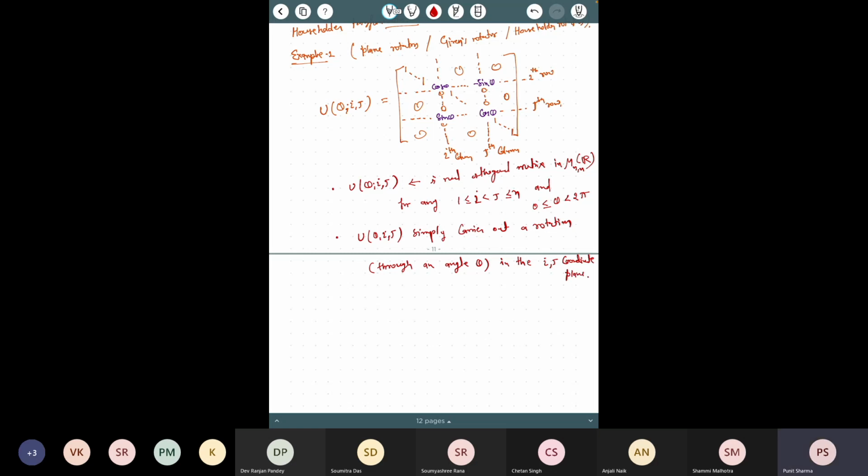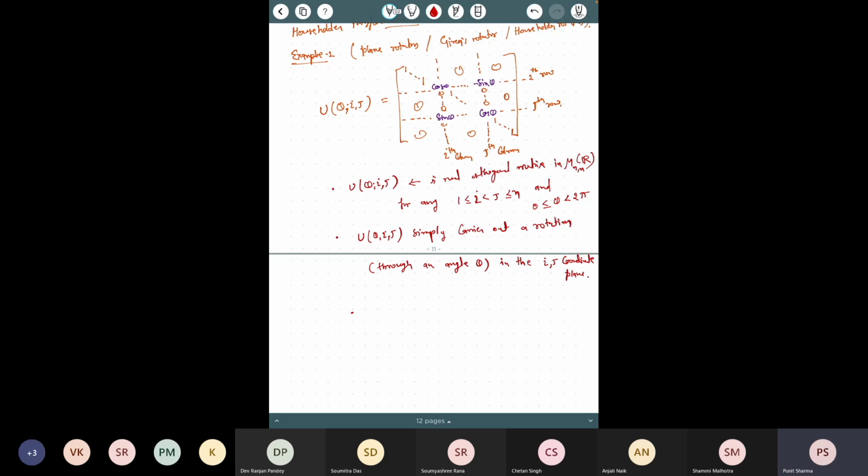So if you look again carefully, this is the identity matrix. The only thing is that at the ith row and jth row and ith column and jth column, you have inserted this 2 by 2 rotation matrix. Otherwise, it was an identity matrix. So when you apply this u on a matrix from the left hand side, it will only change the ith and jth row of the matrix. And if you apply u from the right hand side, it will only change the ith and jth column, and the other entries of the matrix would remain the same.